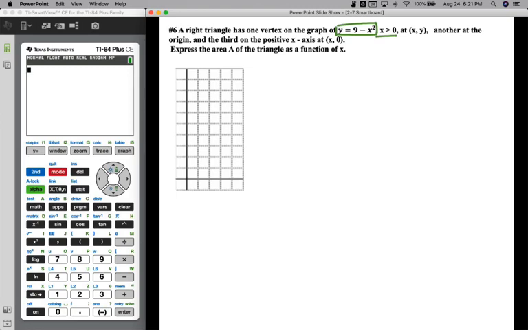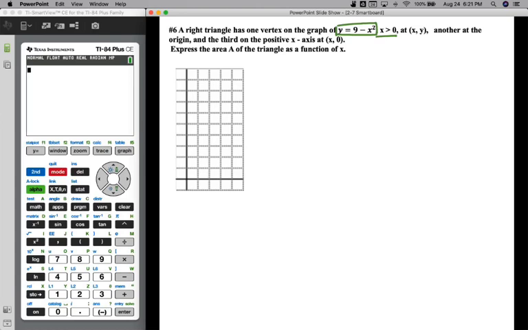Okay, so one of the vertices of our triangle is on that parabola. We'll call that point (x, y), wherever it touches. Another vertex is at the origin, and a third one is on the positive x-axis at some point (x, 0). We want to express the area of this triangle as a function of x. So let's kind of draw the situation, and then we'll go from there. Let's sketch the parabola first.